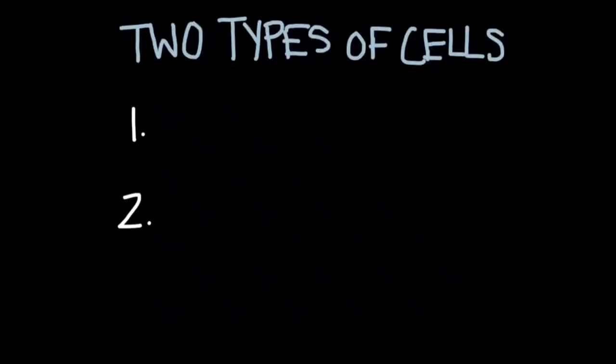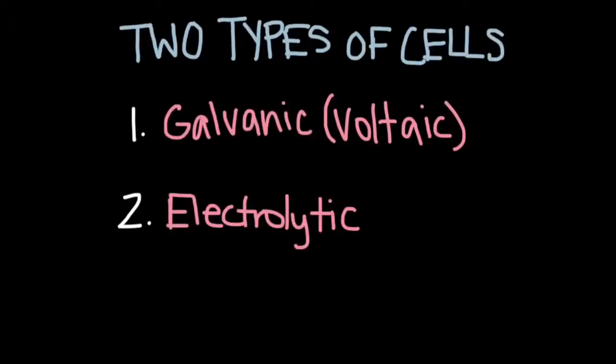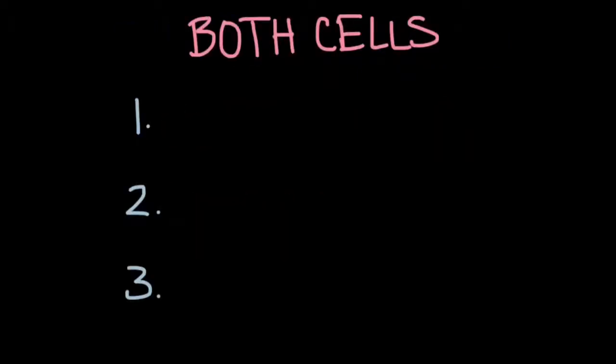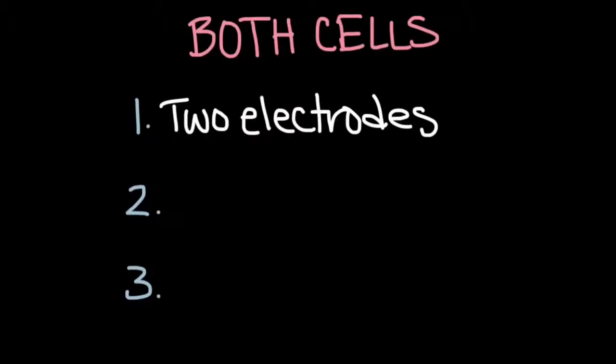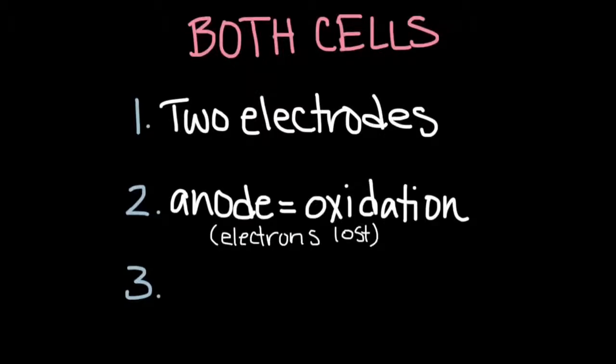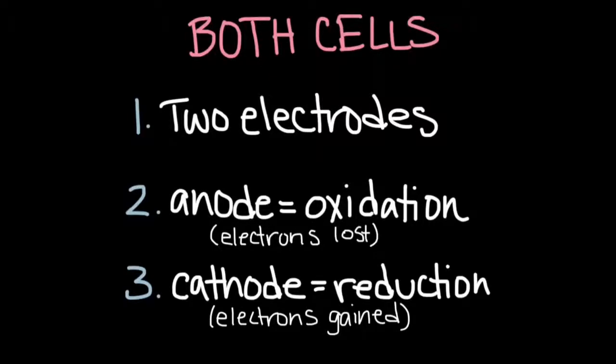However, there are two types of electrochemical cells, galvanic or voltaic, and electrolytic. Let's see how these two cells are set up and what makes them different. Both cells include two electrodes, one anode and one cathode, that are connected by a wire. The anode is where the oxidation reaction occurs, or electrons are lost, and the cathode is where the reduction reaction occurs, or where electrons are gained.